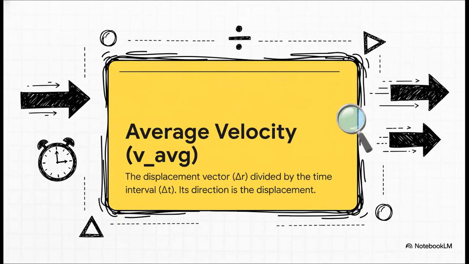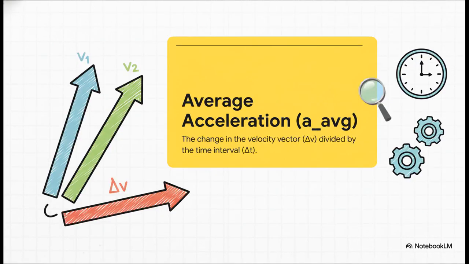And here's the crucial link. If you take that displacement vector and you divide it by how much time it took, well, you get the average velocity. So, because displacement is a vector, velocity has to be one too. And its direction? It's the exact same as the displacement. Okay, but we're not done. Let's take it one step further. Acceleration is the change in the velocity vector over time.